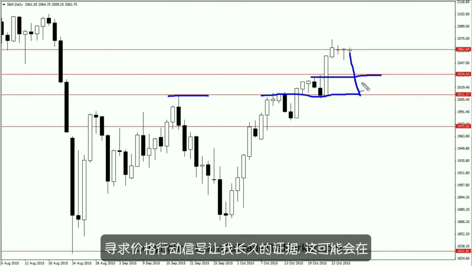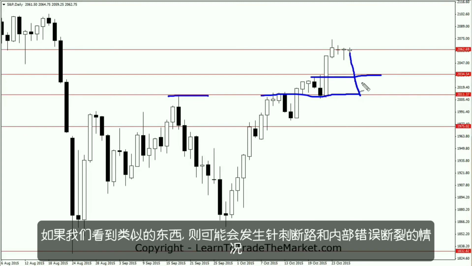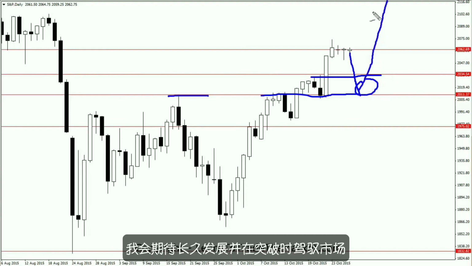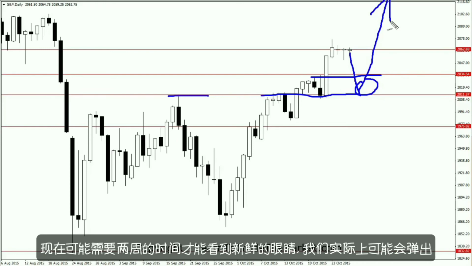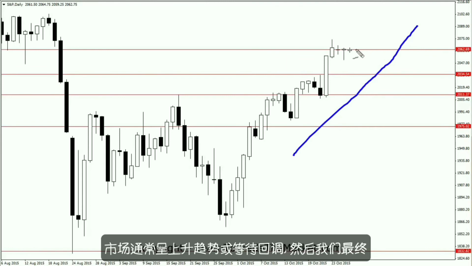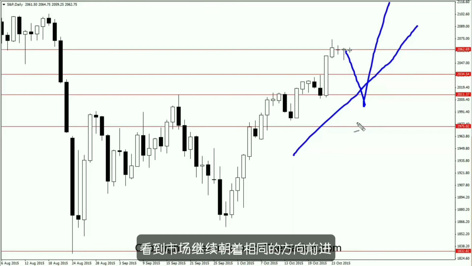I'll be waiting for evidence to get me long via a price action signal, and that might come in the way of a pin bar, a fakie, an inside bar, a false break, anything like that. If we see something in this area between 2011 and 2034, I'll be looking to get set long and riding the market as it breaks to fresh highs. Now that might take up to 2 weeks to happen. We might actually pop up first and then come back down. The idea is that we have identified that the market is generally trending up. We'll wait for a pullback, and then we'll eventually see the market continue in the same direction.